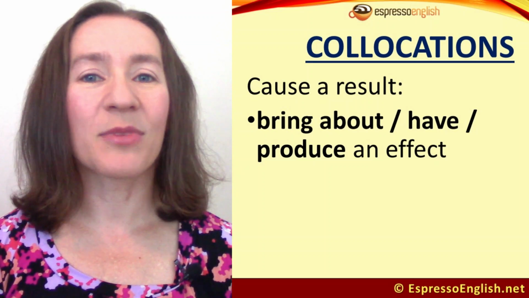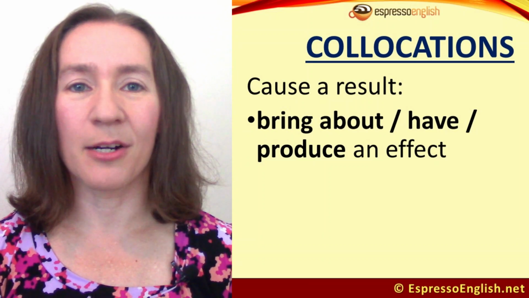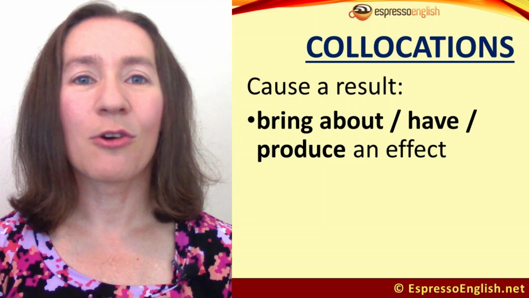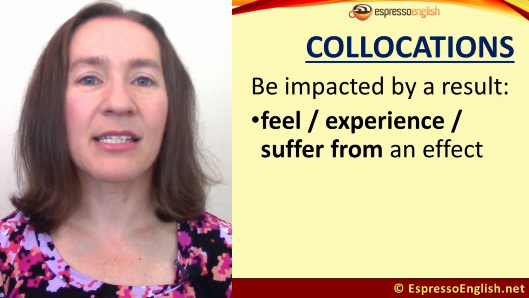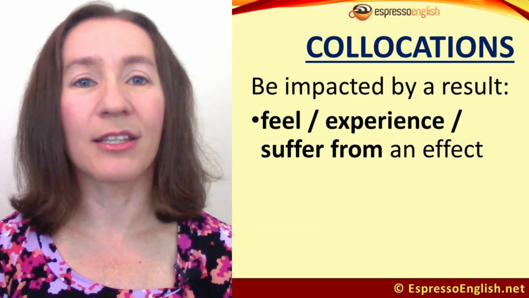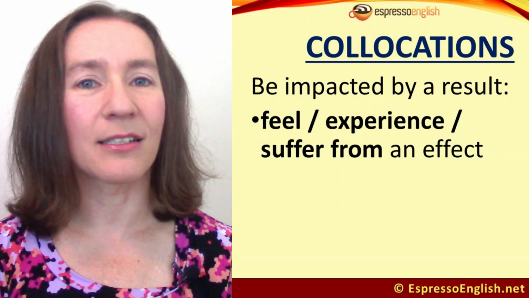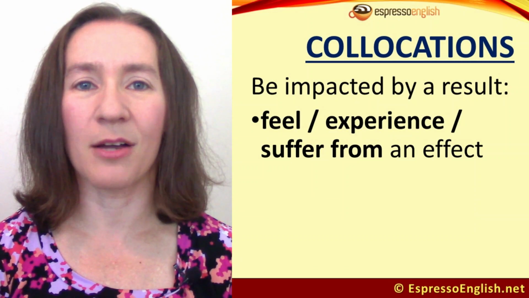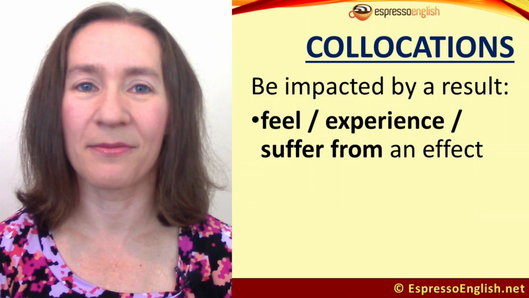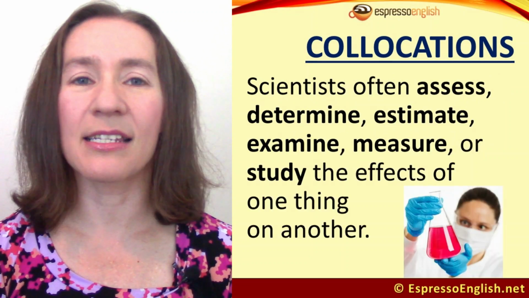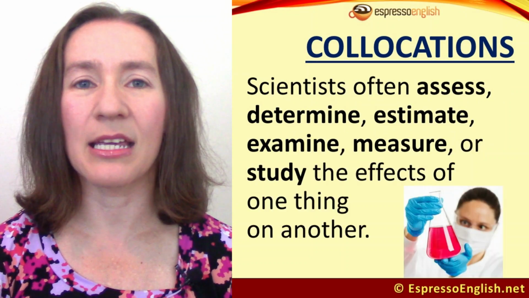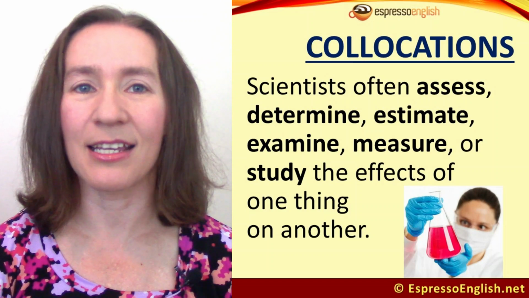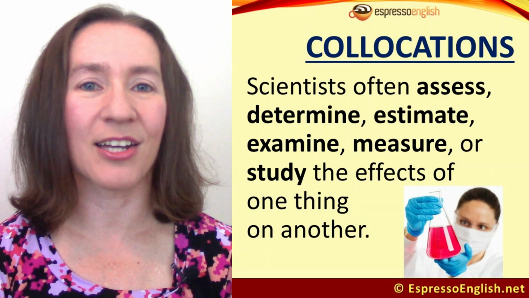So those were a lot of adjective collocations with effect, but we also have common collocations with verbs. So when something causes a result, we use these verbs: bring about, have, or produce an effect. And when someone is impacted by a result, then we use these verbs: feel, experience, or suffer from an effect. Suffer from is negative. Scientists often assess, determine, estimate, examine, measure, or study the effects of one thing on another.